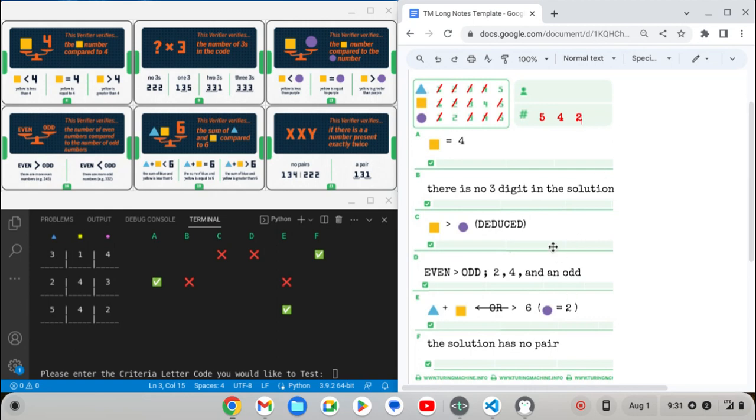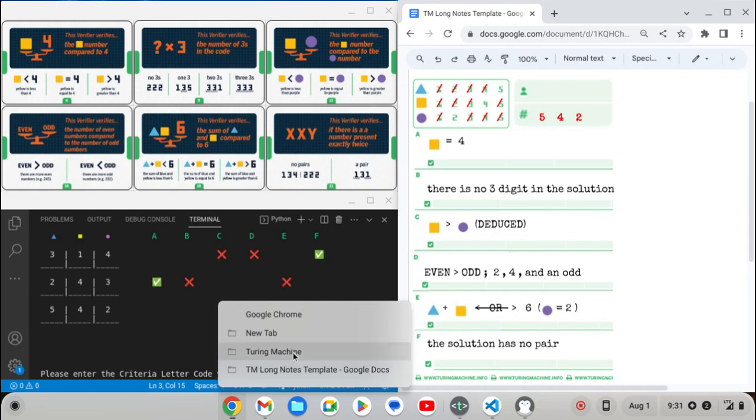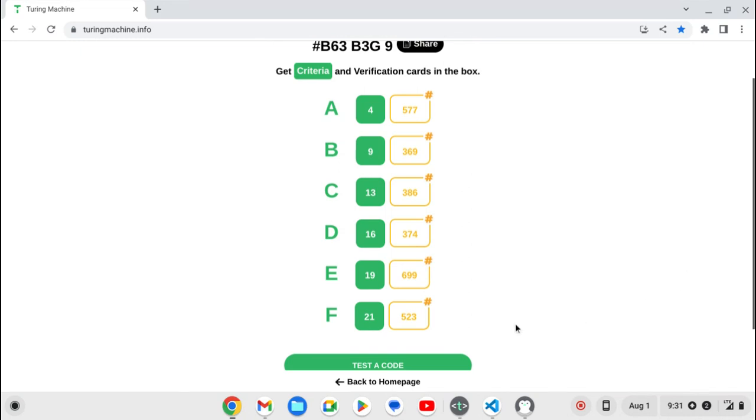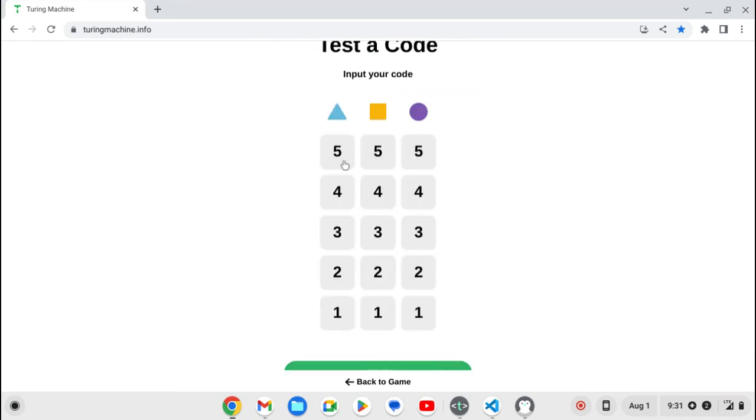Okay. Well, I think we're pretty clear here. We basically got, I think, confirmation on everything. Well, we deduced here, but everything else looks good. And this was very interesting that it would default to 2. I'm not sure why, but I just find that interesting. Okay, well, let's go to verify the solution of 542. 5, 4, 2, and let's test. Awesome. So we got it.